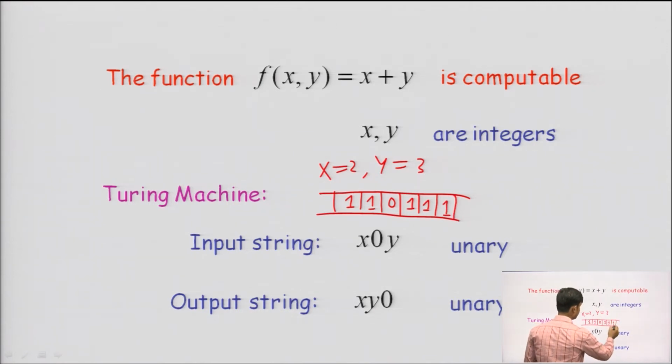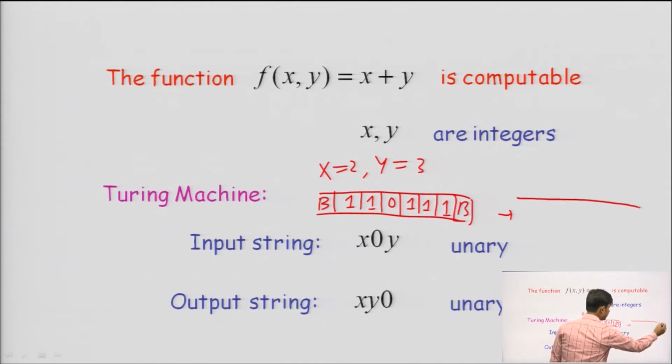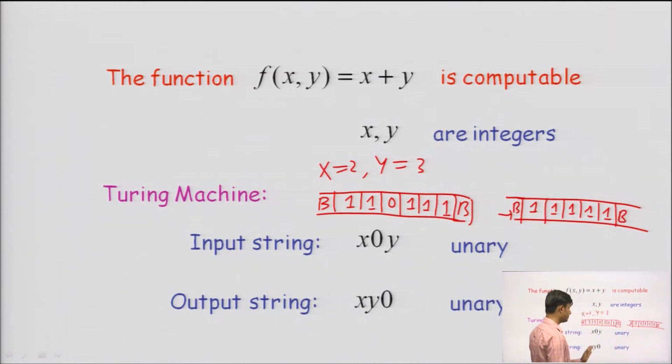Now both sides are blank. You can take them as b, as a blank, or you can write the symbol. So in this case you have taken 2 and 3, your output will be like this. The output will be 1 1 1 and 1 and this is 1, and this is blank and this is blank, or you can put whatever 0 you have there also.